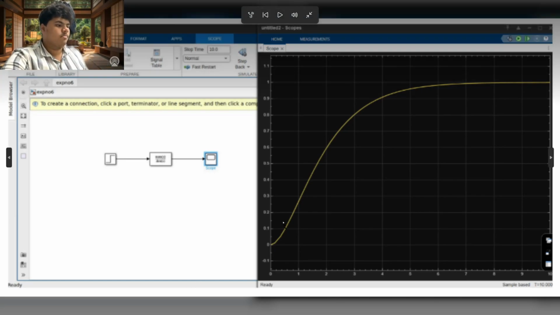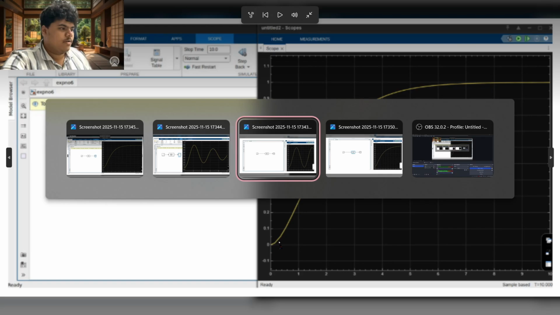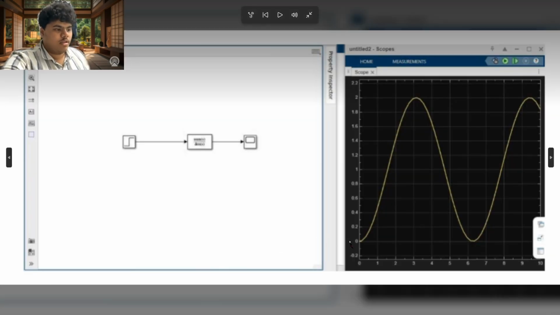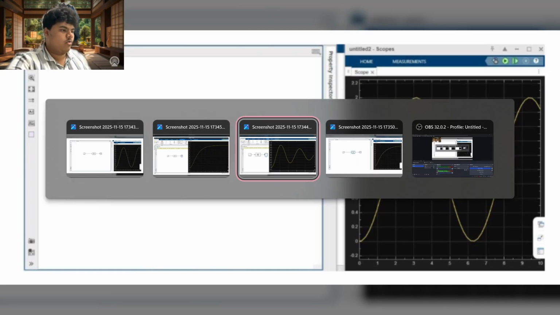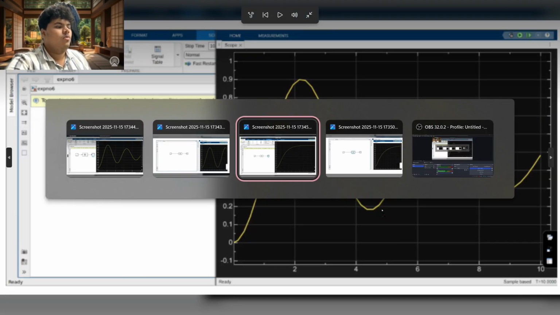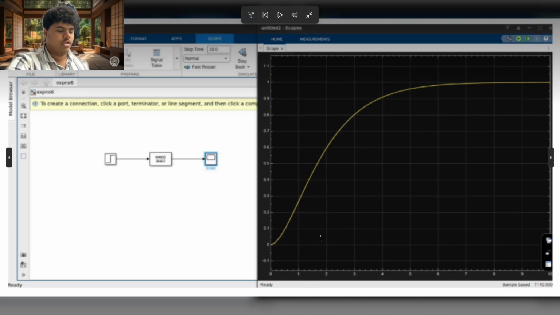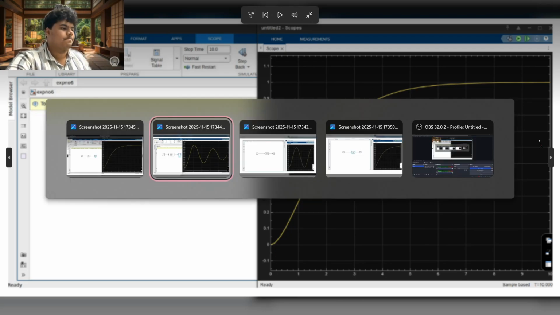The response rises to the final value as fast as possible without any overshoot or oscillations at all. In the last three cases, it was going up, coming down, overshoot, undershoot, going up and down. There were oscillations. Right now we got the output without oscillation because our zeta was equal to 1, and because of that it is called perfect damping.